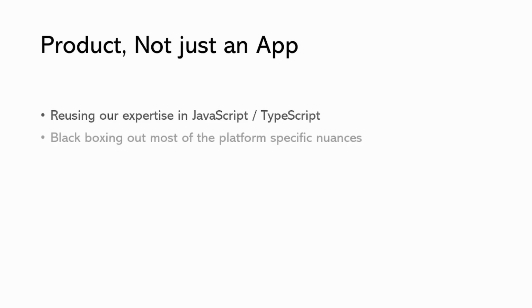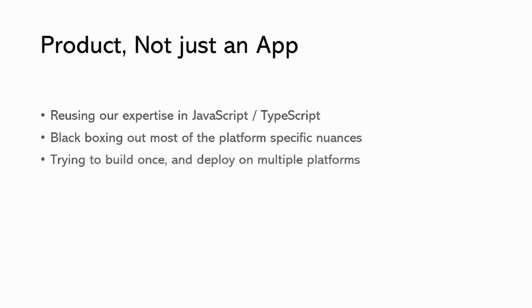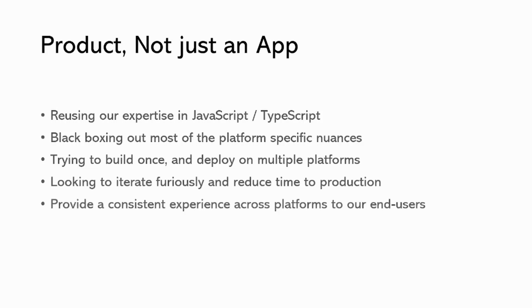Okay, let's look at this objectively. Using React Native, we are reusing our expertise in JavaScript or TypeScript, right? We are black boxing out most of the platform-specific nuances and trying to build once and deploy on multiple platforms. We are looking to iterate furiously and reduce the time to production. And with all of this, provide a consistent experience across platforms to our end users. So if you look at all the above points, we have offloaded quite a few nuances of building apps to the platform and are trying to play on our strengths. So wouldn't focusing on building our app as a product make the most sense?